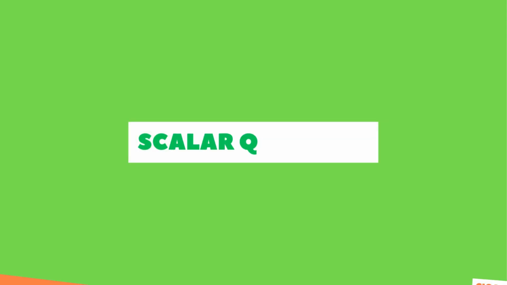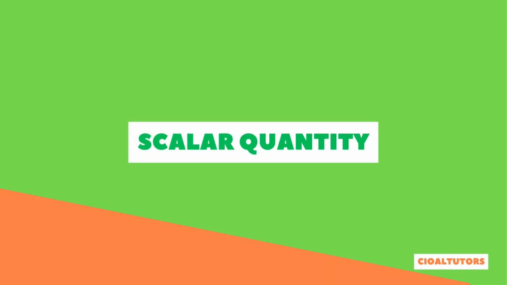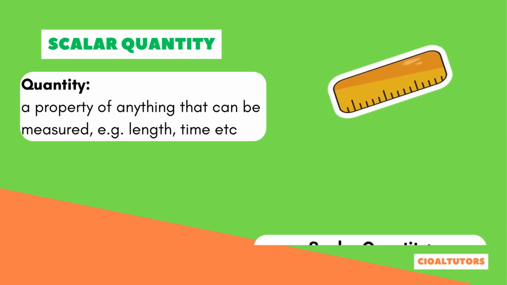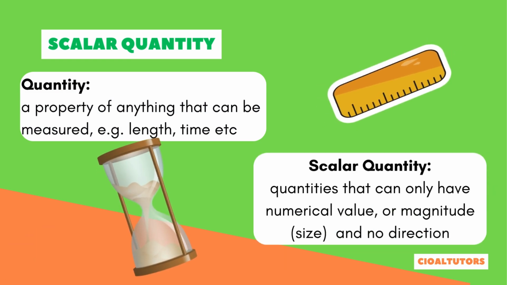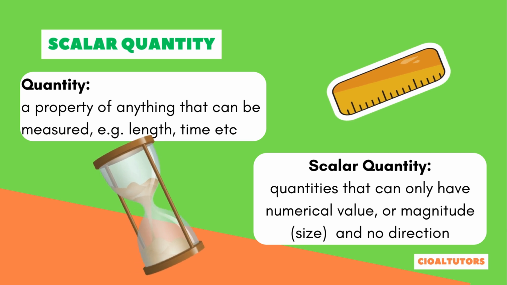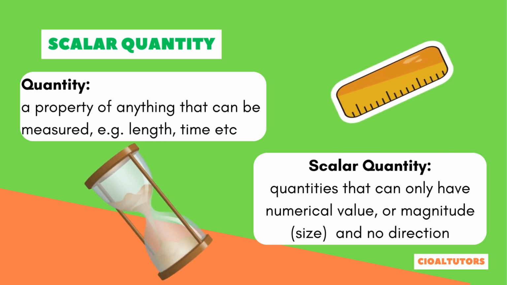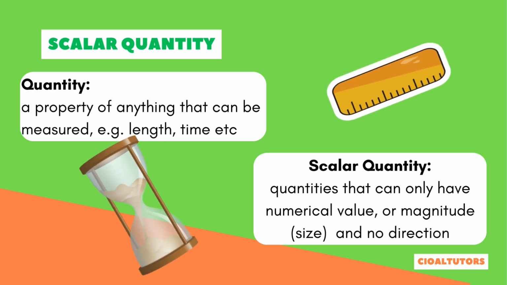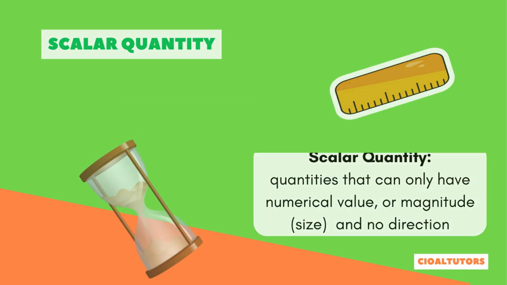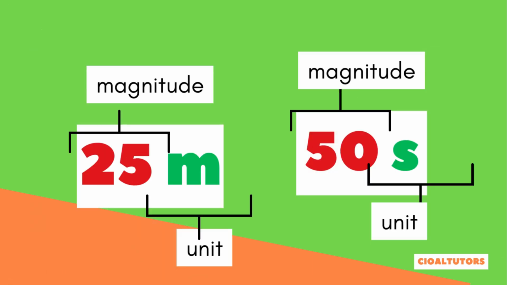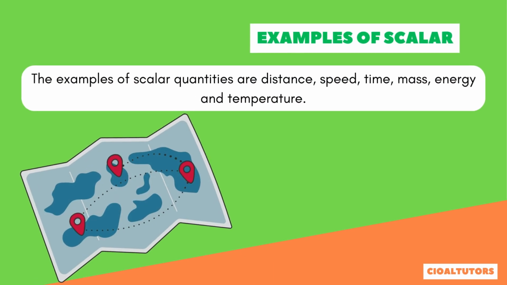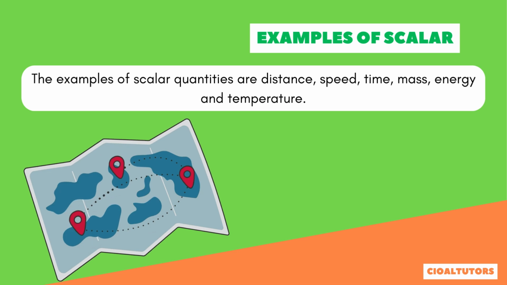Scalar quantities. Let's start with scalars. A scalar quantity has only one thing, magnitude. Think of it as just the size or amount. It tells you how much of something there is, but not the direction. Some examples of scalar quantities are distance, how far you've walked.